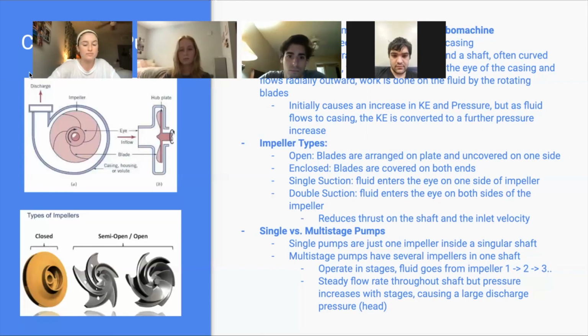There are another two types of pumps, which are single or multi-stage. Single-stage pumps just have one impeller inside a singular shaft, but multi-stage pumps have several impellers on one shaft, and these are done in stages. So the fluid goes from impeller 1 to impeller 2 to impeller 3, and there's a steady flow rate throughout all of those pumps, but the pressure increases with the stages. So at the end, this causes a large discharge pressure, which can be called head.